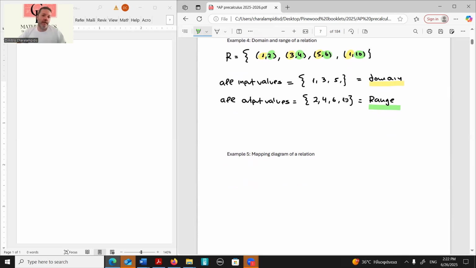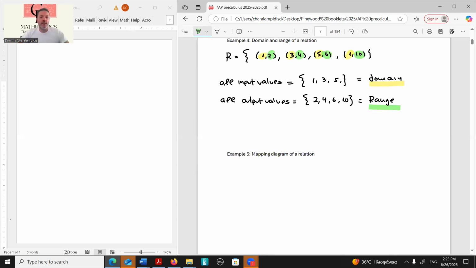Mapping diagram of a relation. Remember that so far we have seen the following definitions. We began with what an ordered pair is. Then we said what would happen if we collect lots of ordered pairs. Then we defined the input value and the output value in a single ordered pair. Then we said that in a relation, which consists of many ordered pairs, if we collect all the input values together, this is how we form the domain, while if we collect all the output values together, that's how we form the range of that relation.